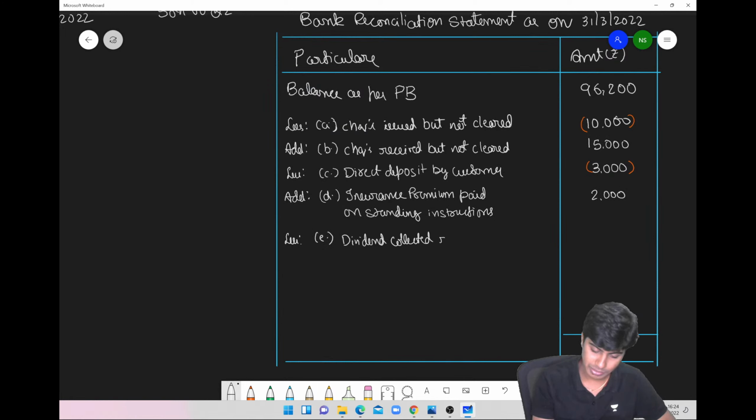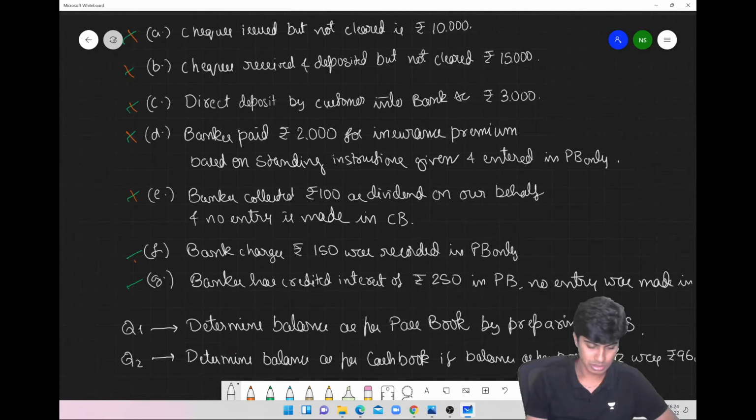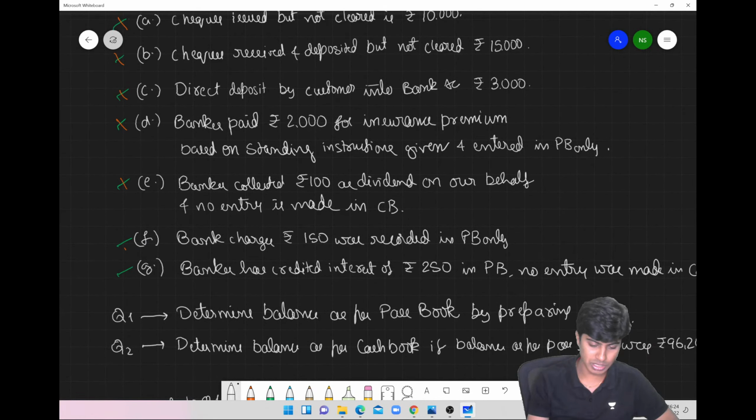Dividend collected, recorded in passbook only. How much is the amount? Dividend, the amount is 100.